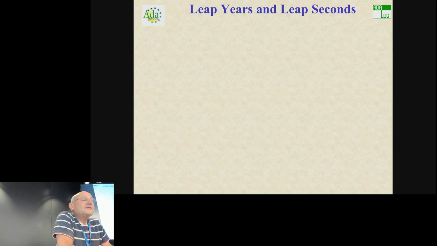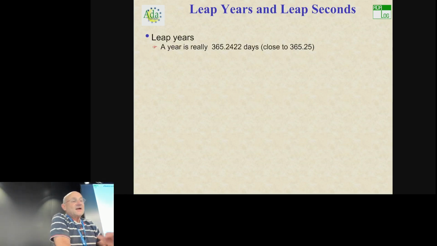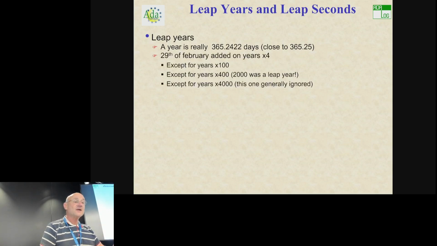A word about these leap years and leap seconds. The real duration of a year is 365.2422 days, which is close but not equal to 365.25. So we add, as you know, a day on the 29th of February every 4 years, except for years that are multiples of 100, except for years that are multiples of 400. So 2000 was a leap year as an exception to the exception, okay? And there is also a small correction every 4,000 years, but we can ignore that for the moment.